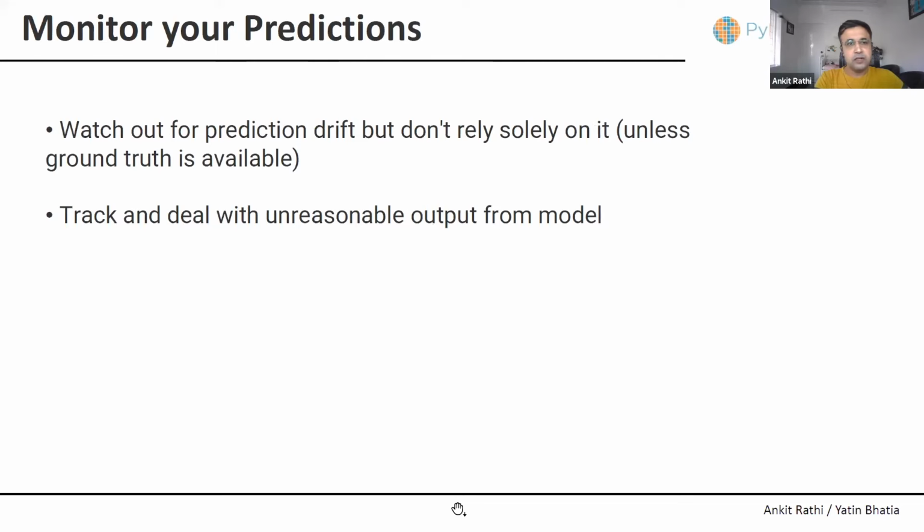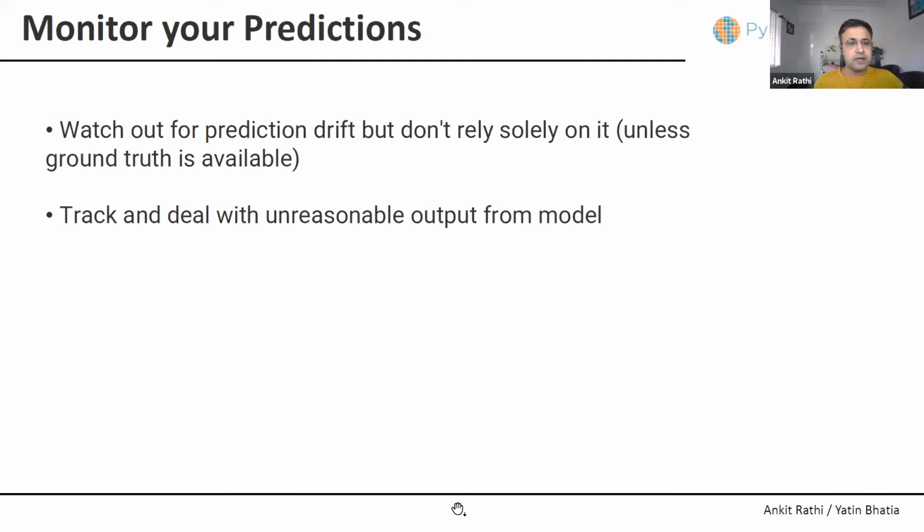Now, another thing is monitoring your predictions. We need to watch out for the prediction drift, but we can't solely rely on that, because not in every scenario do we get the ground truth at once. Sometimes we get it 5 minutes late, sometimes a day late, sometimes a month late. So if we see a drift in prediction, we can't say that there is a drift and it's a bad thing for our model unless we have the ground truth, and we see the drift there as well.